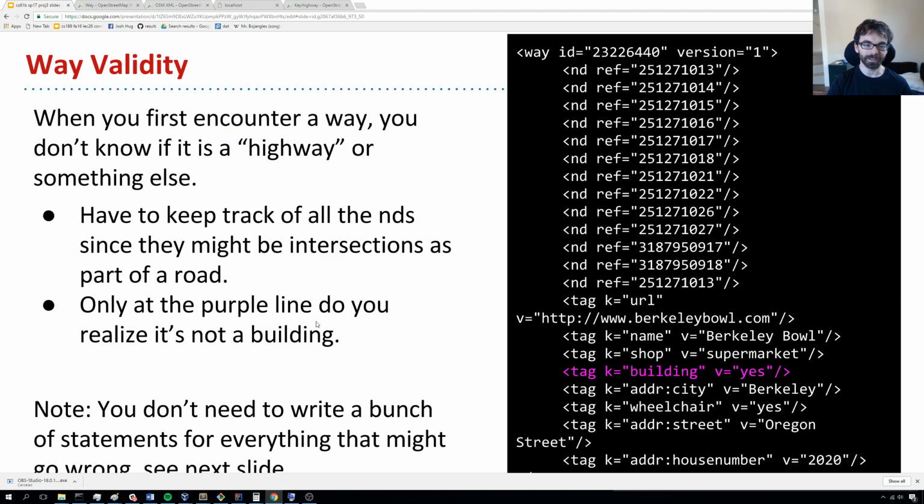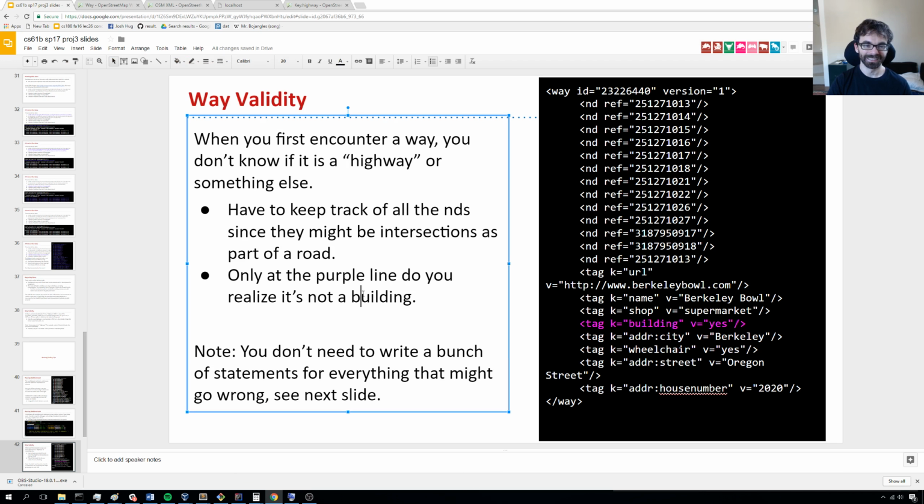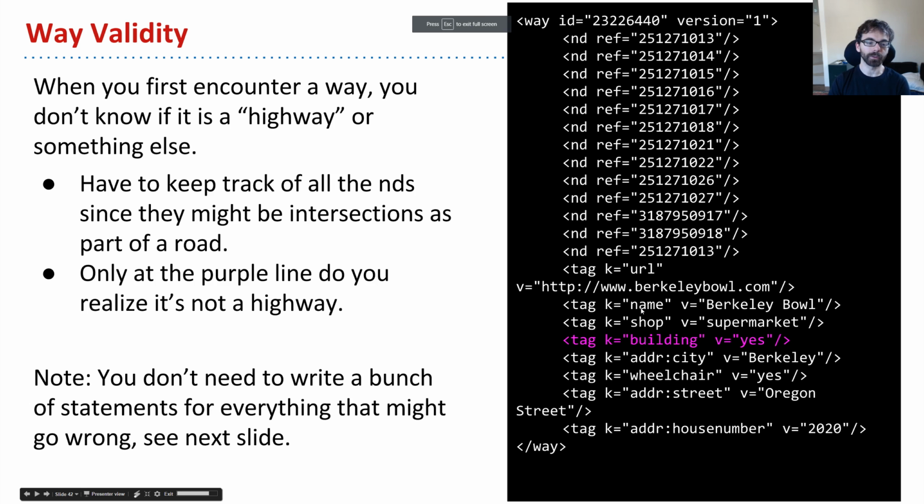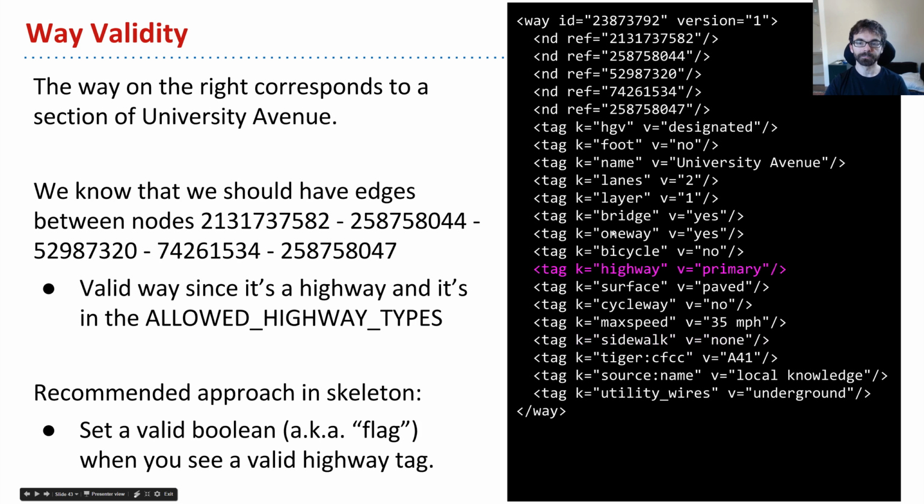Oh, this should say it's not a highway. It is a building. Confusing. So only when you get to that point do you realize that it's not a highway, and then you could in theory throw it away. Now I want to note that's us, me and you as a human being. If we knew the OSM format really well, we would get to this building tag and we could immediately quit. But for your code, you should not write a bunch of statements that say, oh, this is a building, so don't do that. Or, oh, this is a footpath, don't do that. There's a simpler way, which I'll show on this slide.